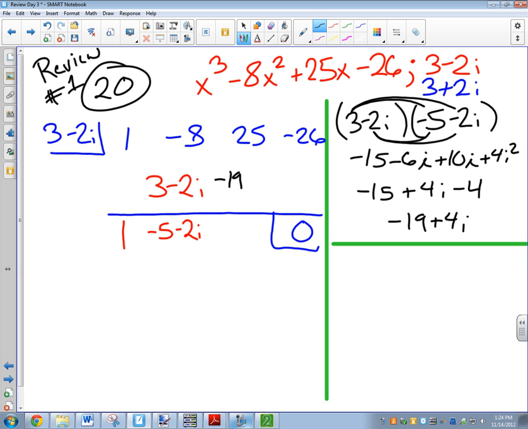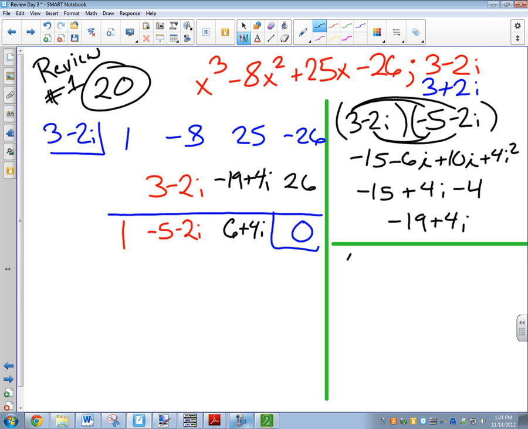Negative 19 plus 4i goes there. When I combine 25 and negative 19 plus 4i, what am I going to get? 6 plus 4i. I am multiplying again. When I multiply this time, what do I know I'm going to get? 26. It's going to add to get me 0. So I know it's going to get me 26.